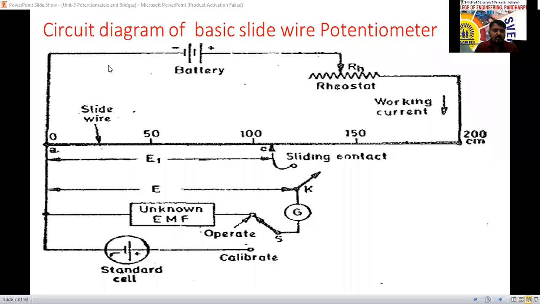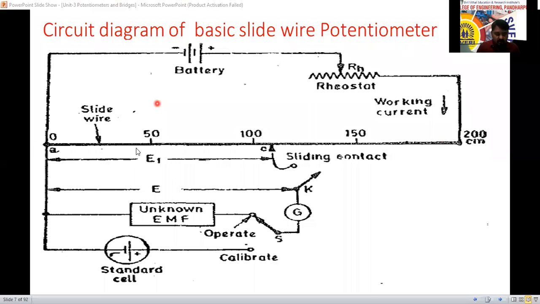See here, the battery supply is considered, and we have used one uniform cross-sectional conductor, which has a uniform cross-sectional area throughout that length. This is A, and this one I will consider as B. It also has a scale: 0 to 50, 50 to 100, 100 to 150, 150 to 200.